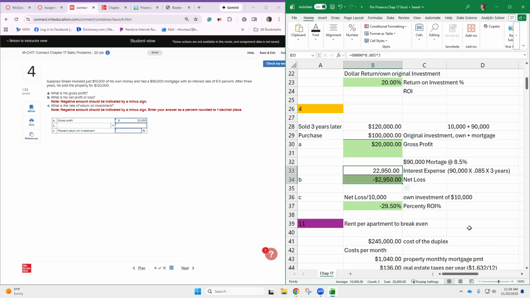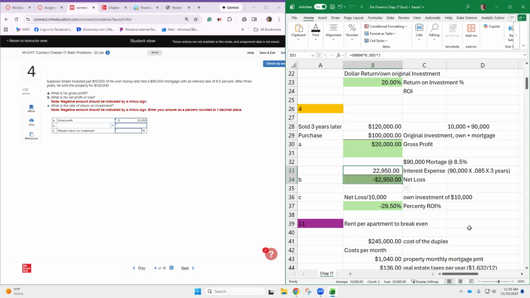That means here's how much he spent in interest to make this purchase happen, and he waited 3 years for the value to go up. What happened? The interest rate was higher than how quickly the value of the property went up, correct? So he ended up spending more to do this than the gross profit turned out to be. Are you with me? So actually, he's got a net loss there. He spent $2,950 more than his gross profit, which happens sometimes.